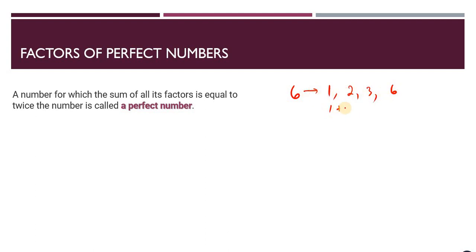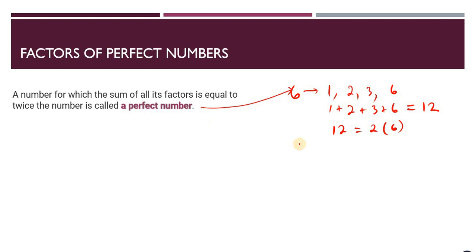Now, should we add these factors, we'll actually get 12. And 12 is actually twice the value of 6 itself. So the sum of the factors of 6 is twice the value of 6 itself, making 6 a perfect number.